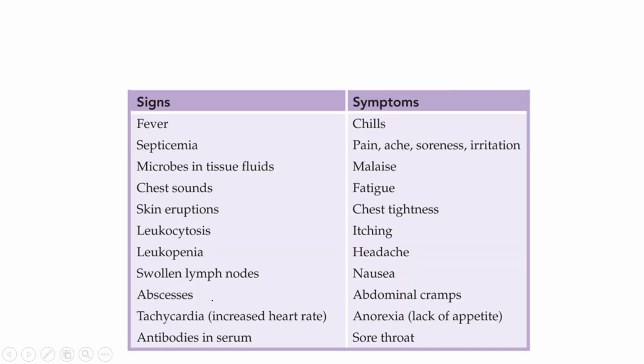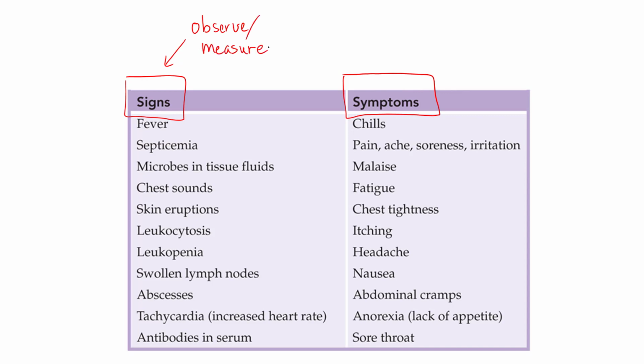I also want to draw your attention to terminology related to infectious disease that varies. There's a difference between what we call signs and symptoms of an infection. So everything on the left is a sign. What does that mean? It's something that you can observe or measure. So if you are not the person who's actually sick and you're a caretaker for that person, you can measure their fever. We can measure, this is septicemia, the amount of bacteria in their blood or viral particles in their blood. We can measure their chest sounds.